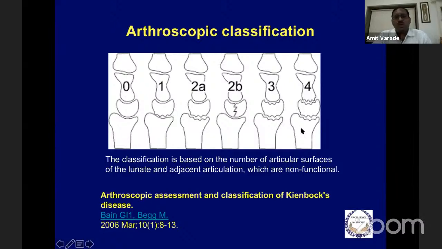Professor Greg Bain, in his landmark paper of 2006, came with this concept and classification based on the number of non-functioning articular surfaces, whether it is the distal radial surface, proximal lunate, distal lunate, or proximal capitate surface. We'll see this.